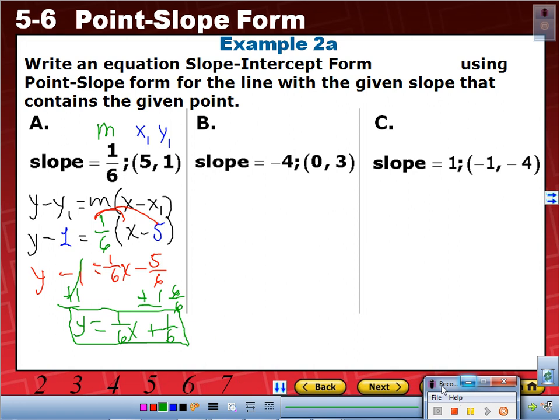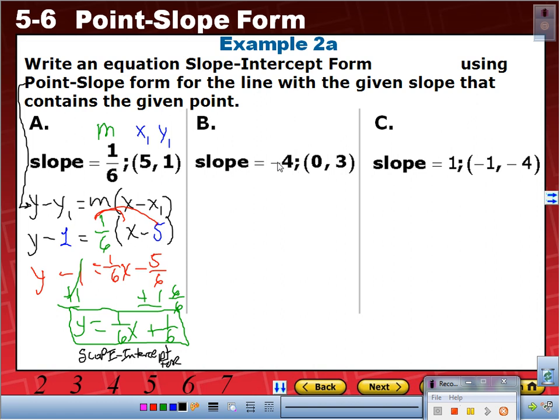All right, so if you notice at the end, this form is called slope-intercept form. This is slope-intercept form, but the one form that we use to get there is the point-slope form, and it's right here, point-slope. We use that one, point-slope form. Okay? So let's do the second one together.